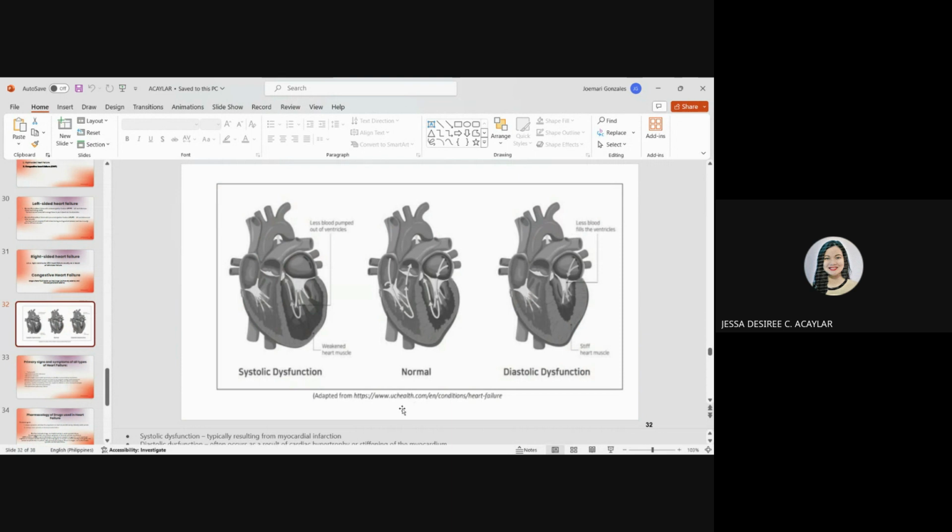So, ito po yung image niya po. Systolic dysfunction, may normal, tapos yun ang diastolic dysfunction. Systolic cannot pump properly po ng blood, diastolic cannot fill properly po ng blood. Kasi, yun nga po, kanina, hindi na siya nakaka-fill between each beat kasi yung muscles ng heart niya is very stiff na.